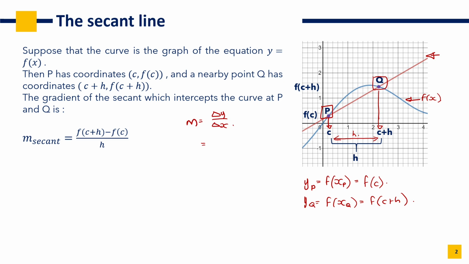So I'm going to do it a little bit longer than necessary, just to remind you and get you into it in a slow process. So we're going to have y_Q minus y_P over x_Q minus x_P, and y_Q sits over there. That's f of c plus h minus f of c, and then we have our x, which is c plus h minus c, and the c's cancel out, so c plus h minus c gives us that h that sits over there.